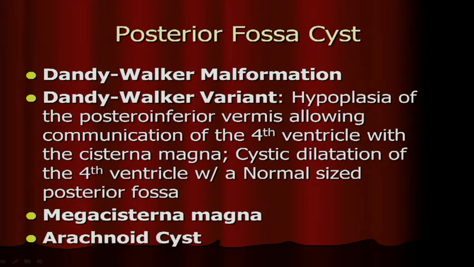You can get arachnoid cysts in the posterior fossa, especially at the CP angles. Where's the most common place for an arachnoid cyst? The anterior portion of the middle cranial fossa, anterior to the temporal horn. You can also get it in the suprasellar cistern, and you can get it at the CP angles.